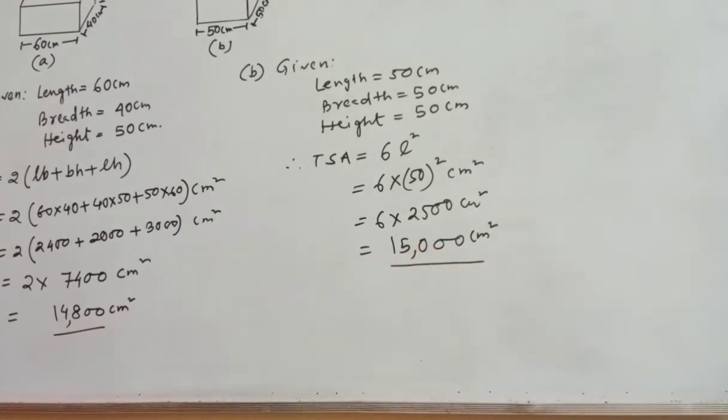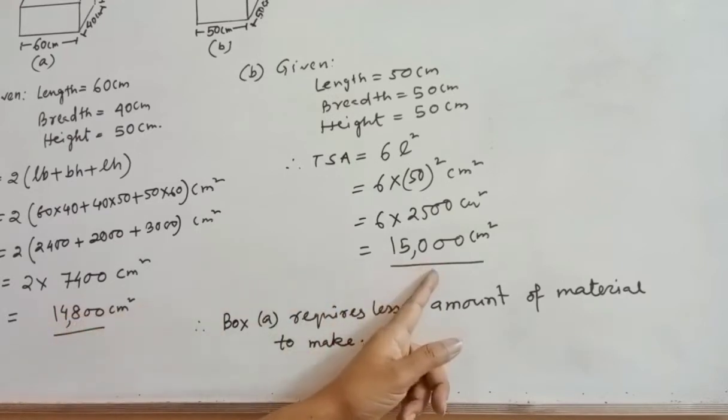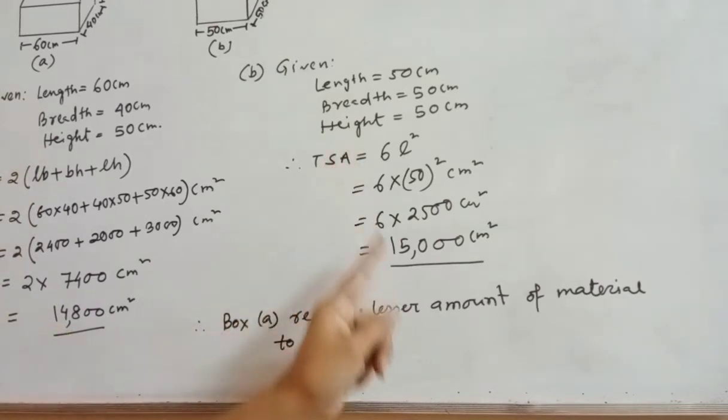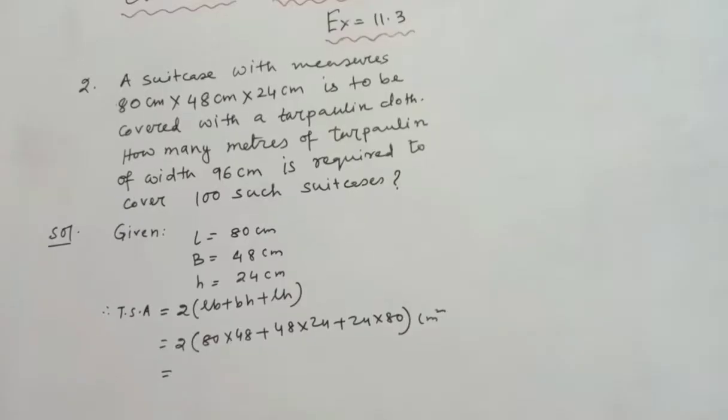So which one is lesser amount? So we can write that it is 14,800 centimeter square, it is 15,000 centimeter square. So this one is lesser amount compared to this, A and B. So we can write that box A requires lesser amount of material to make, as the surface area of the cuboidal box A is lesser than the surface area of the cubical box B. Understood? Now come to the next question, question number 2.